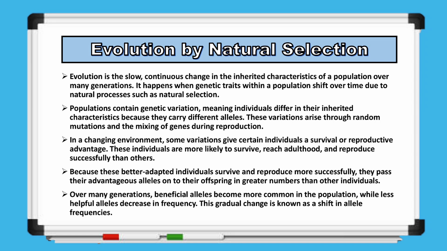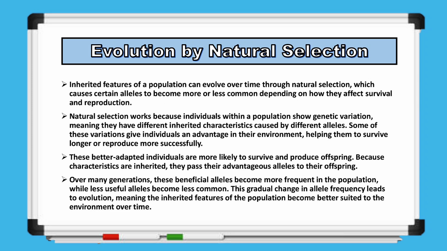Individuals with helpful characteristics have an advantage because they are more likely to survive, reach adulthood, and reproduce successfully compared to others. Because these better adapted individuals survive and reproduce more, they pass their helpful alleles to more offspring. Over many generations, these useful alleles become more common in the population, while less useful alleles become less common. This change in how common different alleles are is called the change in allele frequency.